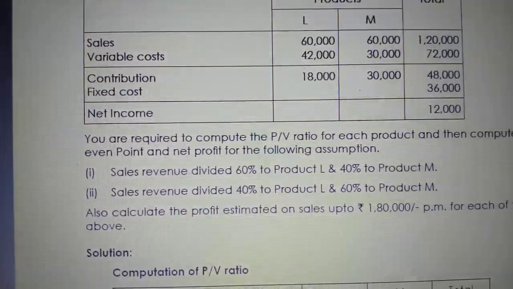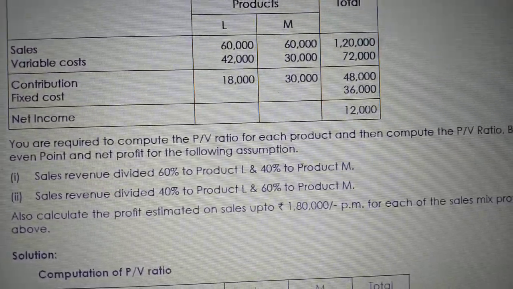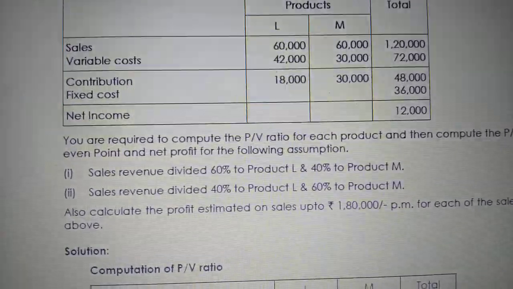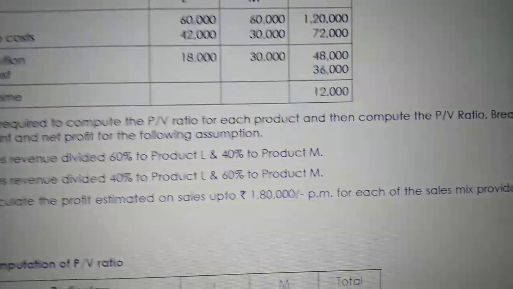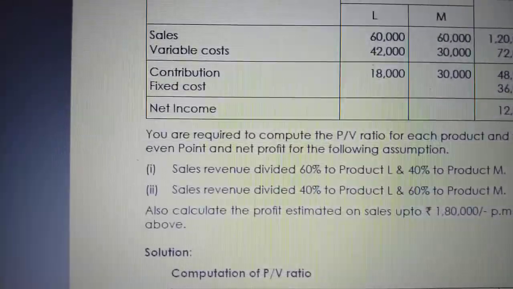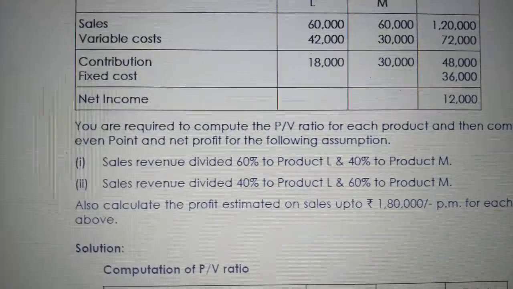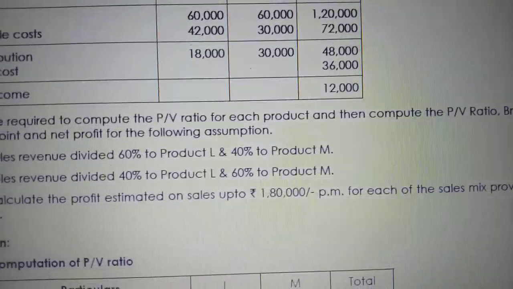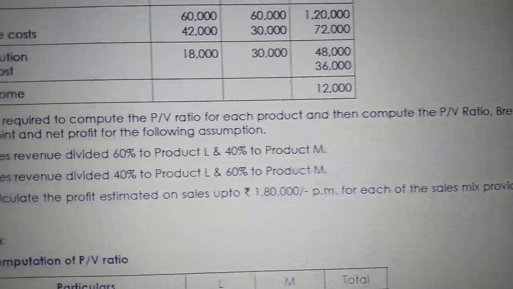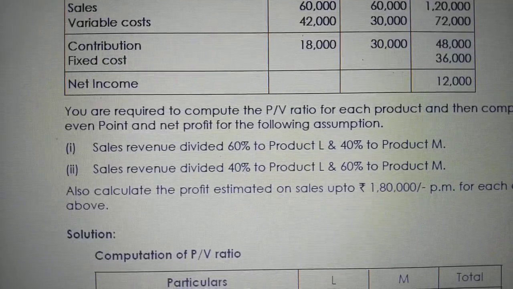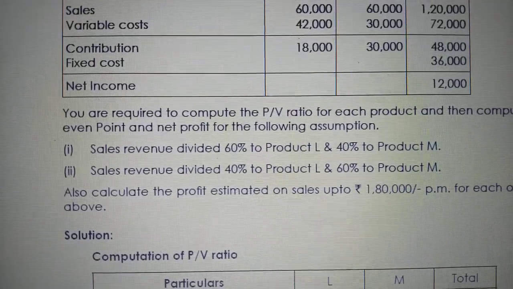You are required to compute the PV ratio for each product, and then compute the PV ratio, break-even point and net profit for the following assumptions. So they are asking us to calculate the PV ratio, and also the break-even point and net profit for the following assumptions.